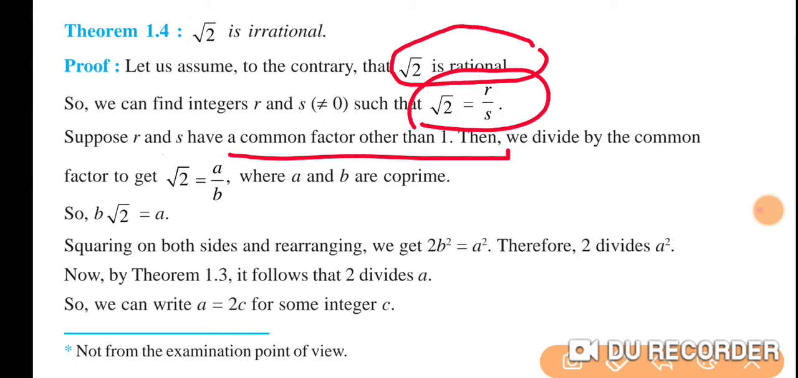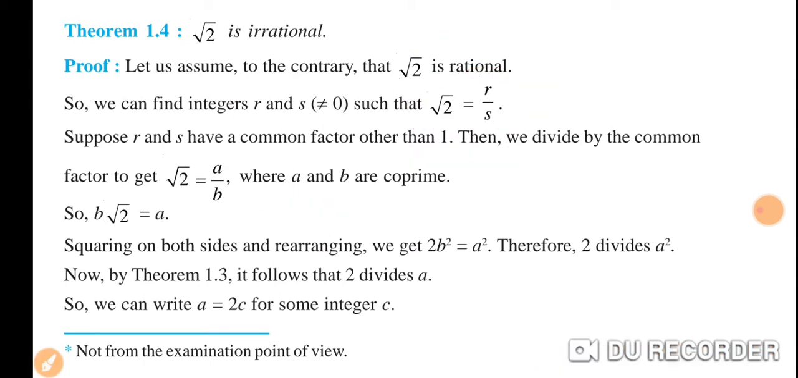You are assuming it's a rational number, say R upon S. If you don't want to take R upon S, you can also take A upon B. Whether you take R upon S, P upon Q, or A upon B, it doesn't make any difference. When you take it as a ratio of something upon something, that is a rational number. So here you are assuming root 2 equals A upon B, where A and B are co-prime numbers.